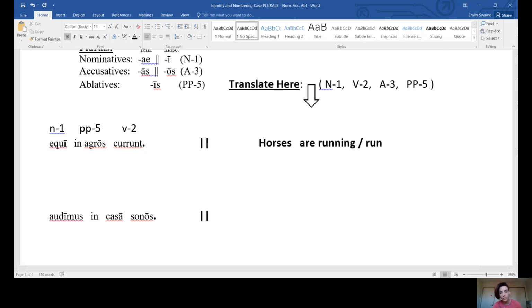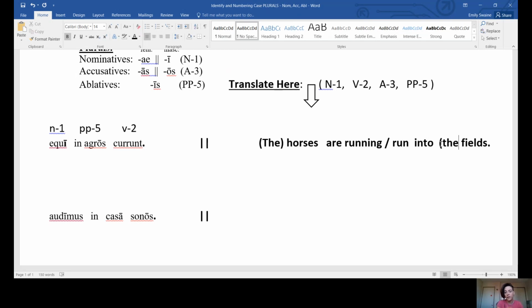So in agros is going to be into, because in plus the accusative makes in mean into, and agros is accusative. Now, it's not accusative because it's a direct object here, though. It's accusative because it's the object of the preposition in the prepositional phrase. So the horses are running into the fields. Ager means field, so agros is just plural. So if we wanted to say the horses, that's fine too. That's up to you, the translator.